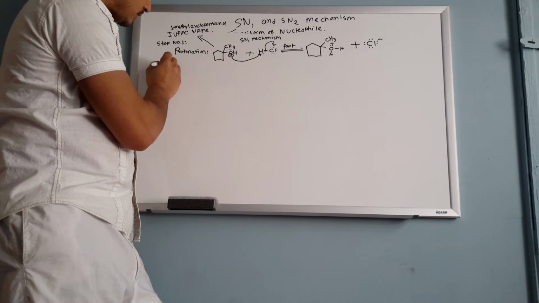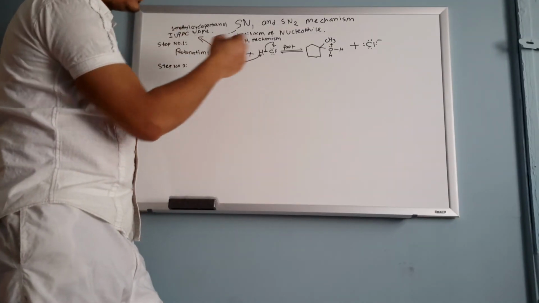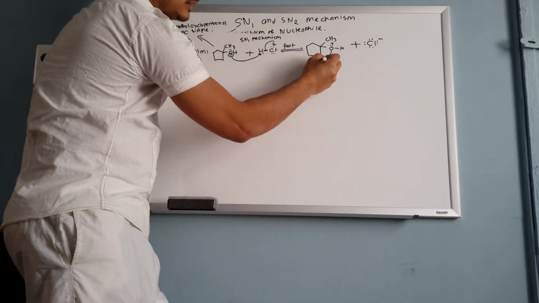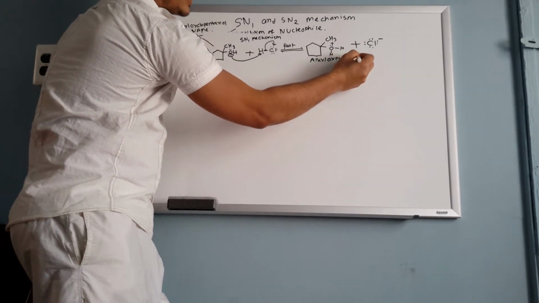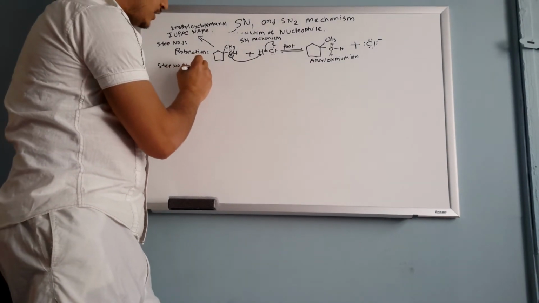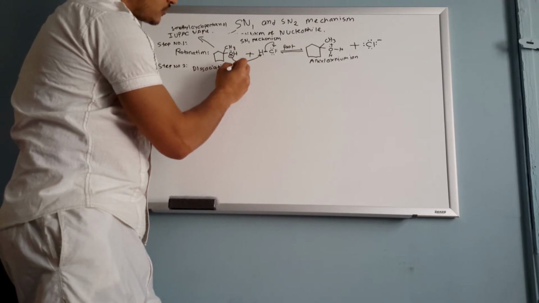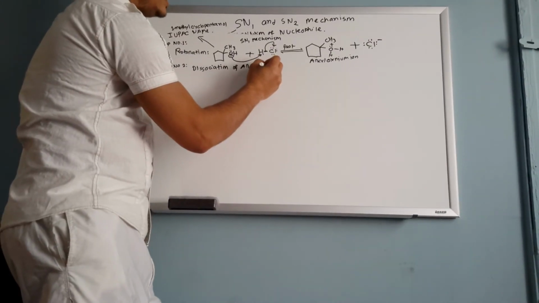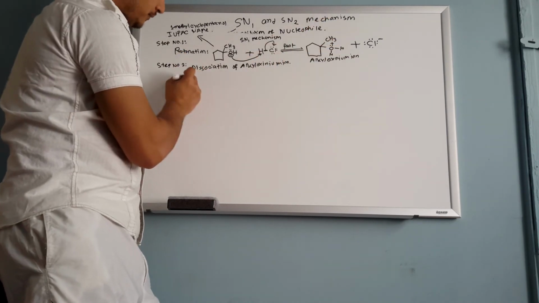Step number 2. What is the name of this whole thing? It is alkyl oxonium ion. Why ion? Because there is a charge there, so it's alkyl oxonium ion. So the second step is dissociation of alkyl oxonium ion. So copy this part only.